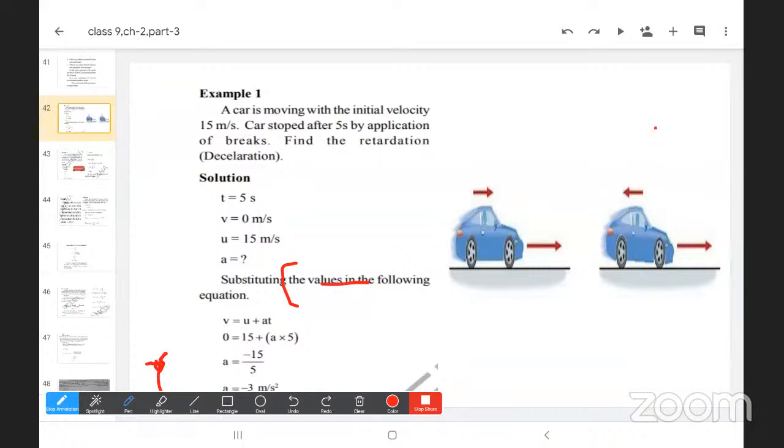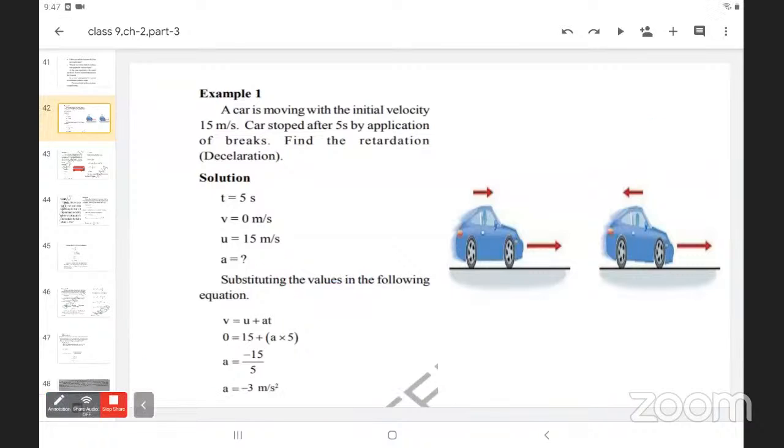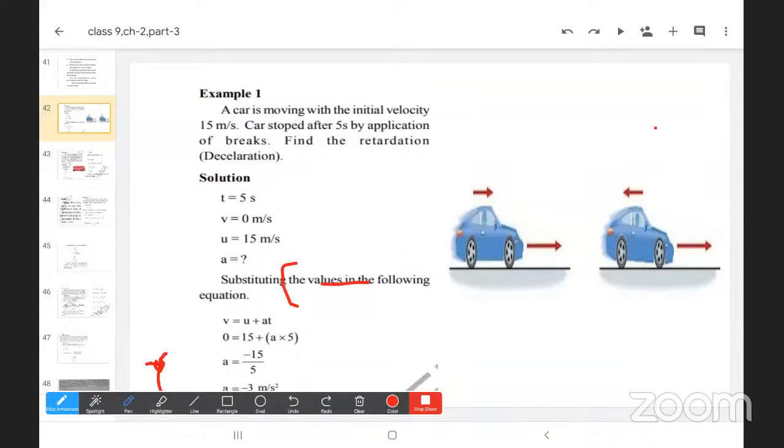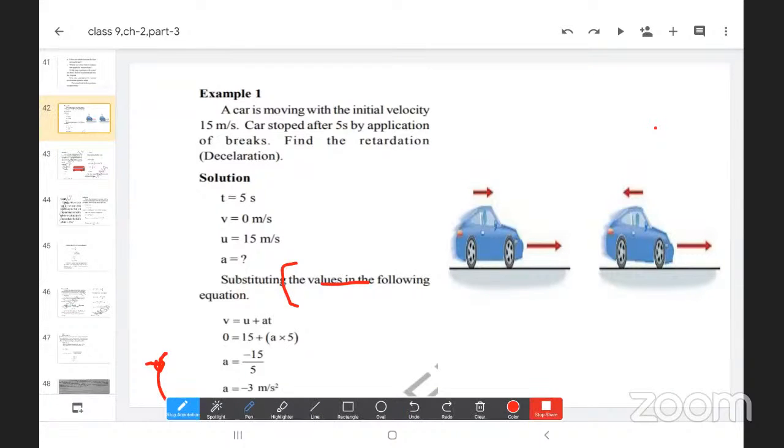So here we have time given, t equals 5 seconds, and we don't know the final velocity of the car. They are given only the initial velocity of the car, 15 meters per second. So for that, I have taken v equals 0 meters per second, and u is the initial velocity, that is 15 meters per second. We need to find the deceleration or retardation of the car, so that is a equals, here we need to find.